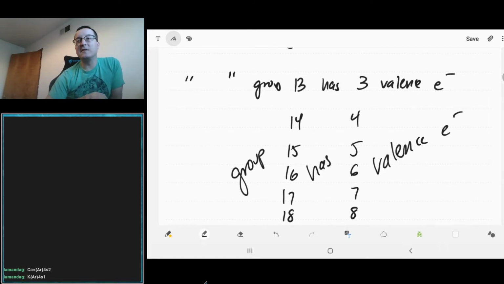And instead of writing the same sentence a million times, hopefully you can see the pattern here. If you just basically subtract 10 from the group number, that's how many valence electrons it has. Except for groups 1 and 2, those just have 1 and 2. So, an easy way for us to find out.